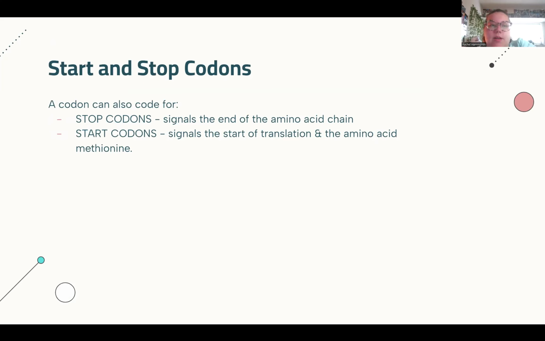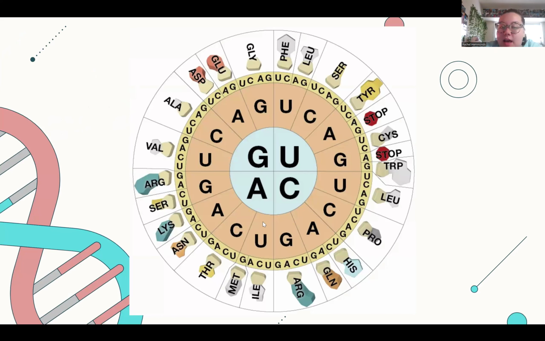So start and stop codons. I've talked a little bit about them, but a codon can also signal the end of the amino acid chain for that specific protein, or signal the start site of translation and the amino acid methionine. So we go back here, AUG, methionine. There are 3 different possible ways to get a stop codon: UAA, UAG, or UGA.